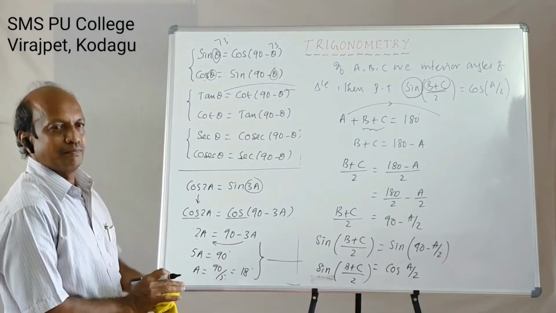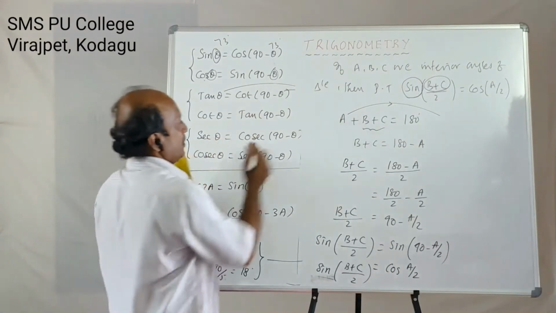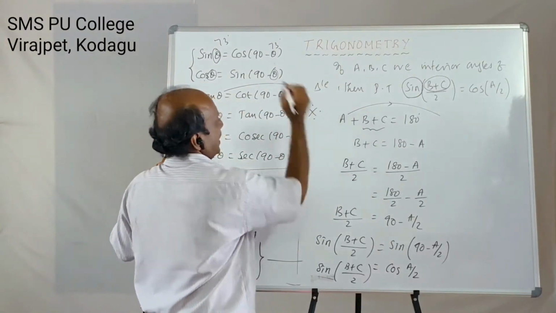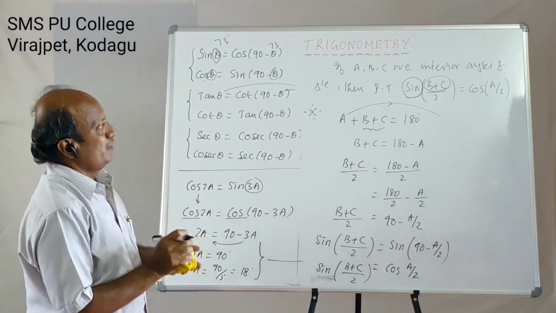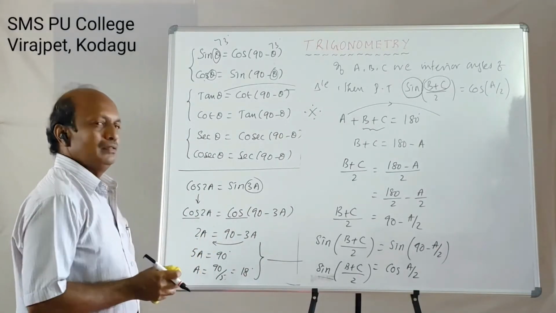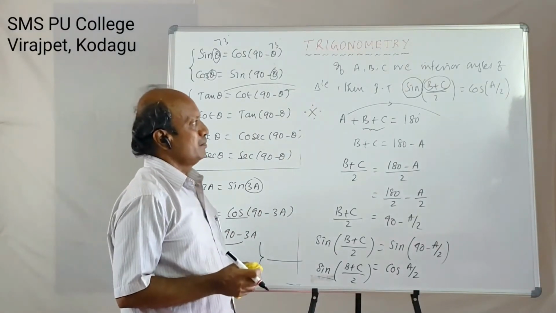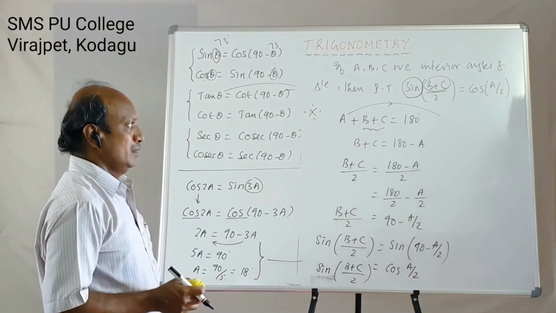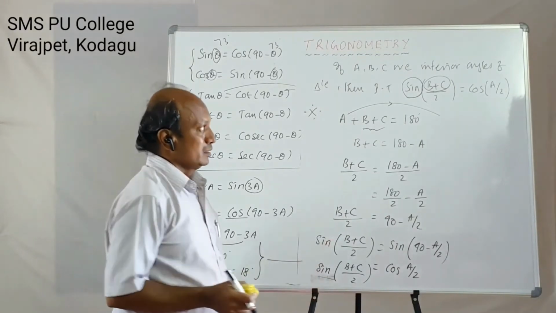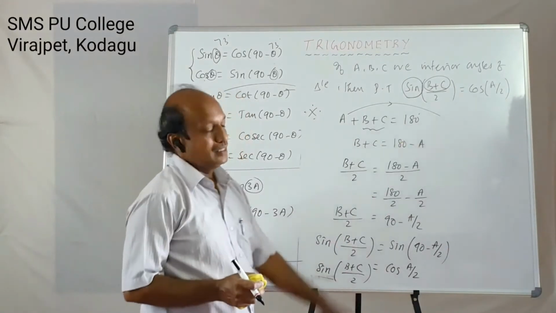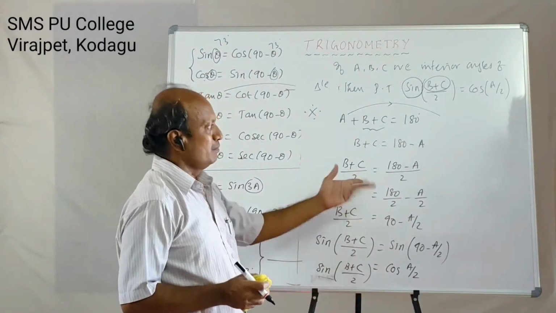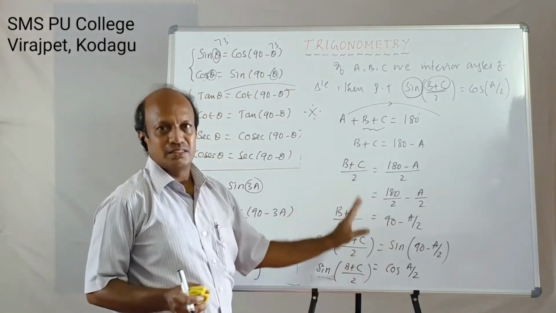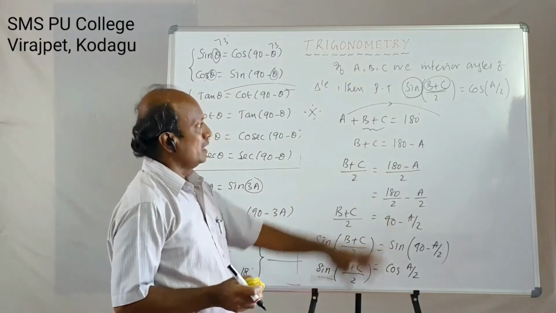Any doubts? Let me repeat again. Important question. It may be asked for 3 marks. If A, B, C are interior angles of a triangle, then prove that sine of (B plus C) by 2 is equal to cos of A by 2. Now some students may ask, sir, why don't you retain the right hand side? Yes, it is possible. If you are comfortable with the complementary angle, either retain the left hand side or the right hand side, you can prove the other one.